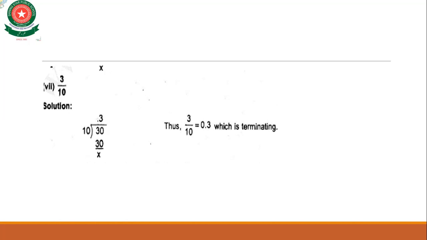The last part of the question number 6 is 3 by 10. Here again, we will put 3 inside the square root and 10 outside the square root. And we know that 3 is less than 10, so we have to put 0 along with 3 to make it 30. So we will multiply 10 with 3, get 30, which is also a terminating number because there is no remainder left. So 3 by 10 is equal to 0.3, which is terminating.